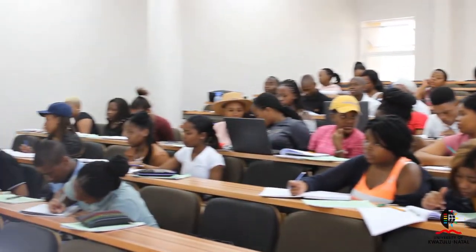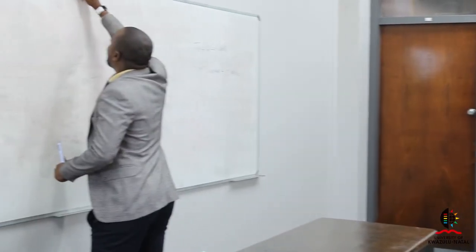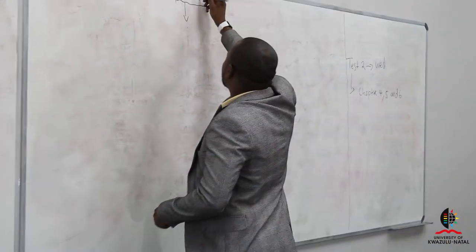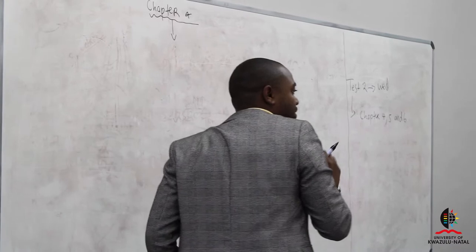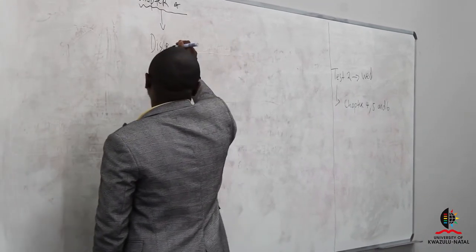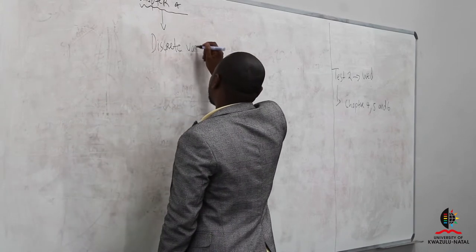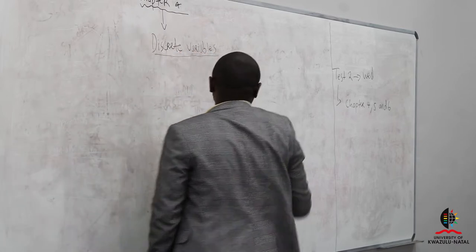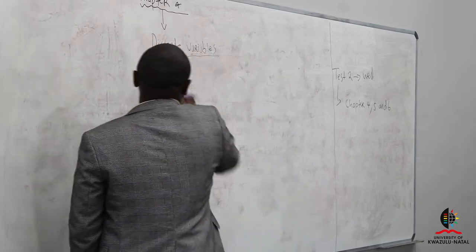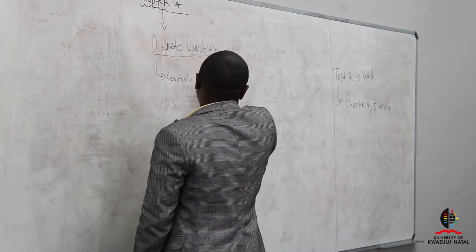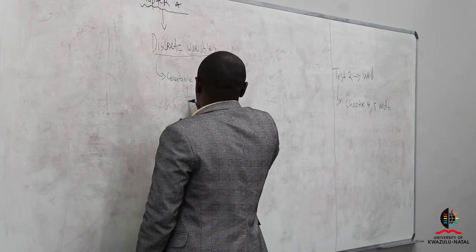Okay. Let's talk of chapter 4. I love chapter 4. Let's talk of chapter 4, right? Chapter 4 is based on discrete variables. What are discrete variables? Discrete variables are countable variables, which are referred to as being finite.